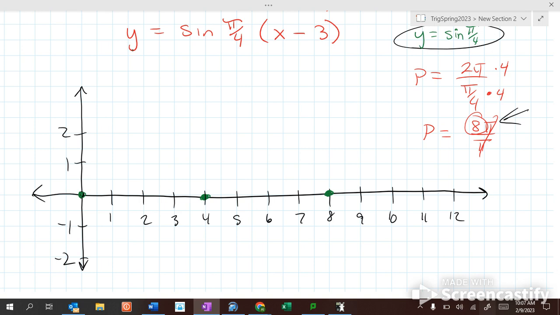Halfway in between 0 and 4, where's it going to be? 1, which is x value of 2, but it's going to be 1 up. Okay. Halfway in between 4 and 8, which is 6, where's it going to be? -1. So it's going to be like this.